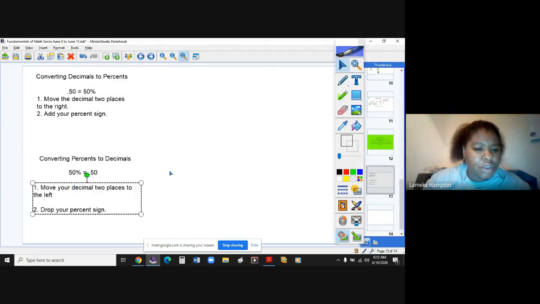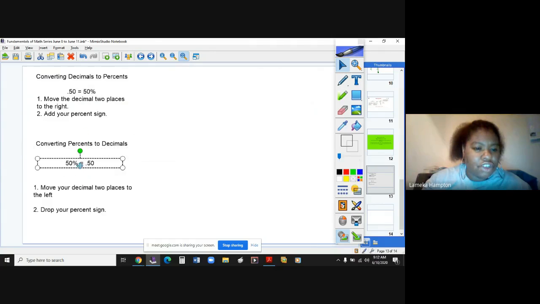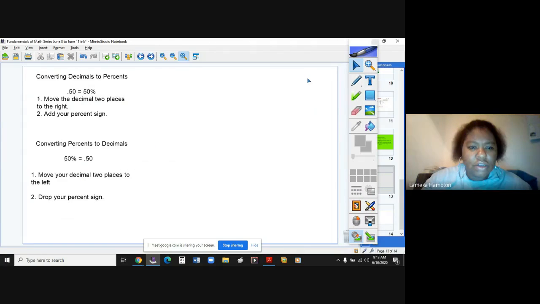Okay? So again, when I have 50% here, 50 is a whole number. So again, my decimal is going to be behind the 0 in 50. Now I'm going to move it 2 places over to the left, and I drop my percentage sign. Okay. I'm going to move these up just a little bit so that way we can have room for any other examples that we may come across.